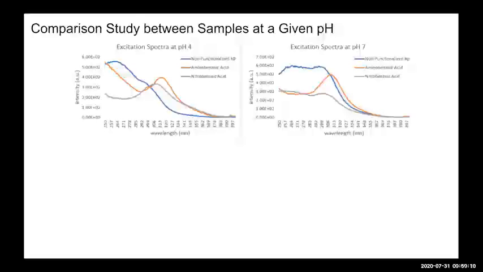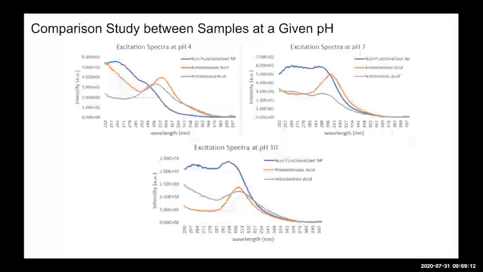Comparison study between samples at a given pH. On this slide, the plots show the different types of samples at specific pH points. The reason 4, 7, and 10 were chosen is because 4 was the acidic extreme of the pH range that I tested, 10 is the basic extreme, while 7 is the neutral point. As you can see, when comparing the functionalized particles to the non-functionalized ones, the functionalized aminobenzoic acid and nitrobenzoic acid nanoparticles have a shift to the right, which is called a redshift.